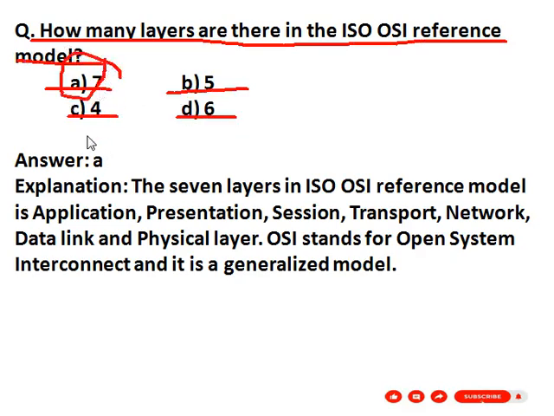The 7 layers in the ISO OSI reference model are application layer, presentation layer, session layer, transport layer, network layer, data link layer, and physical layer. OSI stands for Open System Interconnection and it is a generalized model.